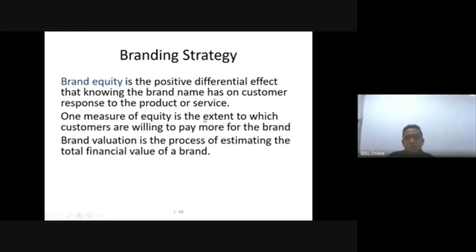One measure of equity is the extent to which customers are willing to pay more for the brand. Brand valuation is the process of estimating the total financial value of the brand. So what's the difference between a brand and a product?